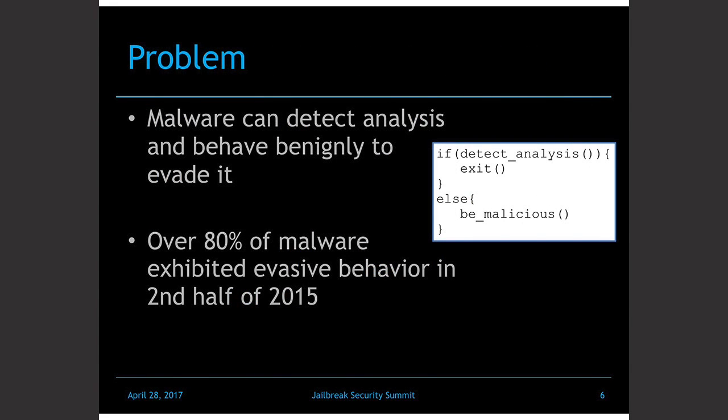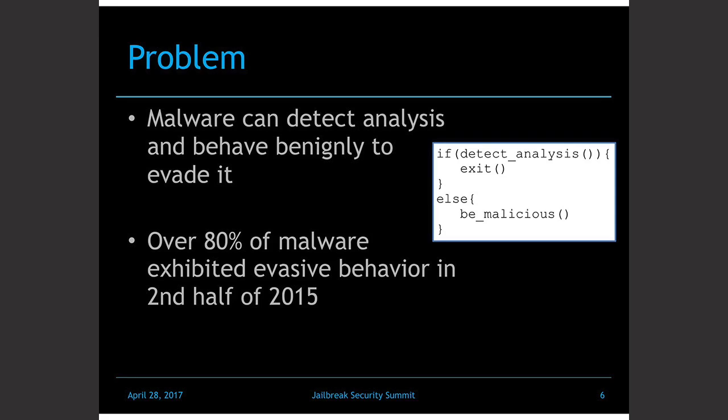The problem is malware can detect that it's being run in one of these sandboxes, and it can try to evade that analysis. So it'll use a little trick like, maybe it knows there's a particular CPU bug in this emulator. It'll use that trick, detect that it's running in one, and then it'll exit. But if it detects that it's running on a real system, it'll go ahead and be malicious. And this is actually a real problem. According to some statistics from Lastline Labs, in the second half of 2015, over 80% of malware that they observed exhibited evasive behavior. So this is very rampant.